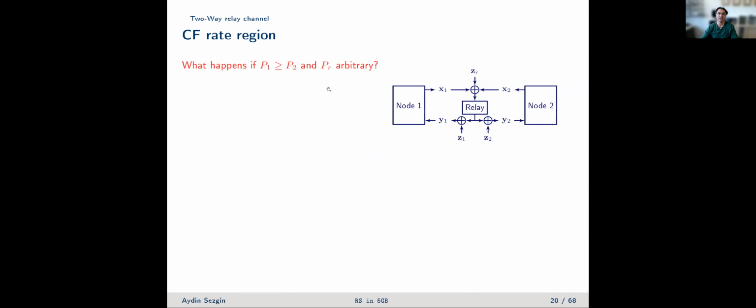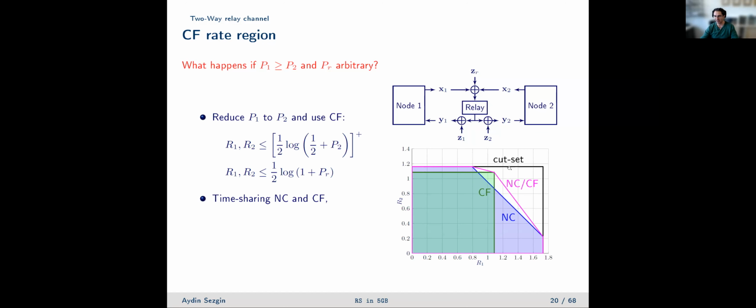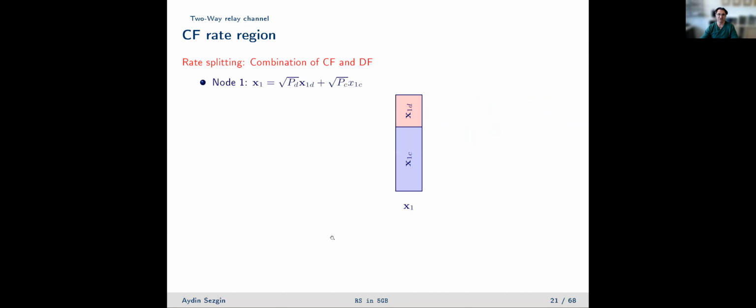So we have simplified this analysis and looked at the case where all the powers are equal. Now what happens if we move on to arbitrary powers? Here is where rate splitting comes into play. Assuming that P1 is larger than P2, we reduce P1 to P2 and use compute and forward, and then we get this. So the question is, can we do better than this? Yes, we can, because we have reduced the power from node 1, but we can use the saved power to send an additional signal.